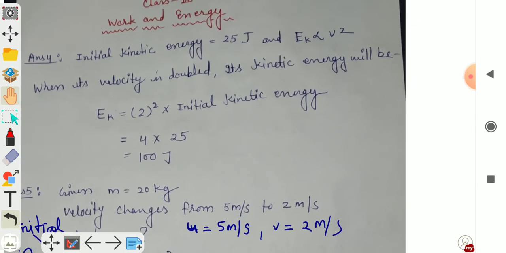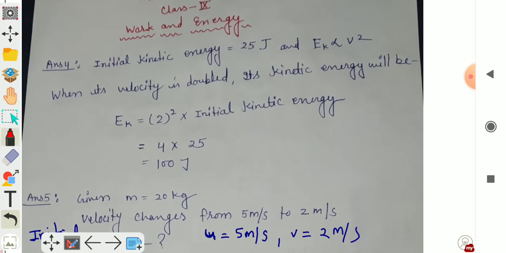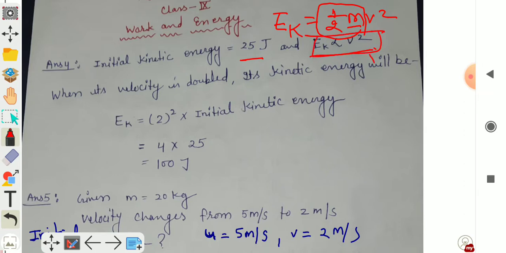You have been given initial kinetic energy 25 joule, and you know the formula of kinetic energy. What is the formula? Ek will be equal to half mv square. This quantity is constant: m is constant and 1 upon 2 is constant. So we will get Ek is directly proportional to v square. Kinetic energy is directly proportional to v square.